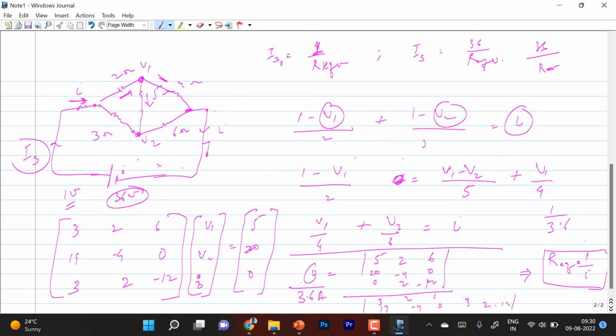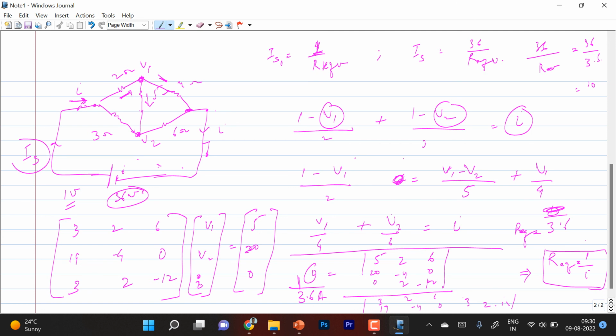I wrote that here by mistake. The current I will be 1 divided by 3.6, so the R equivalent will be equal to 3.6, and therefore the current I will be equal to 36 divided by 3.6, which is 10 amperes.